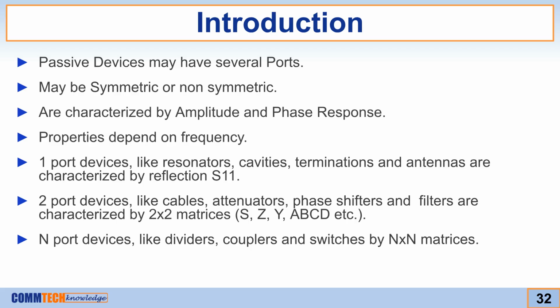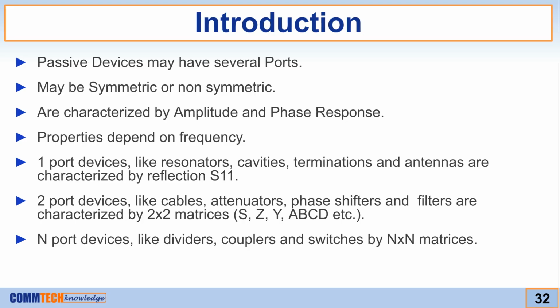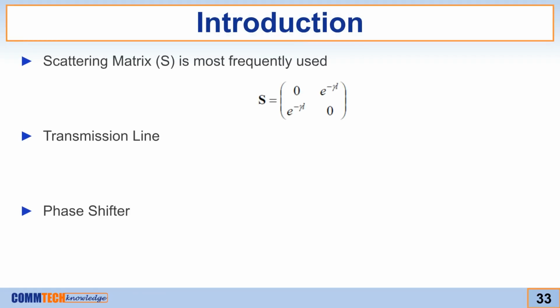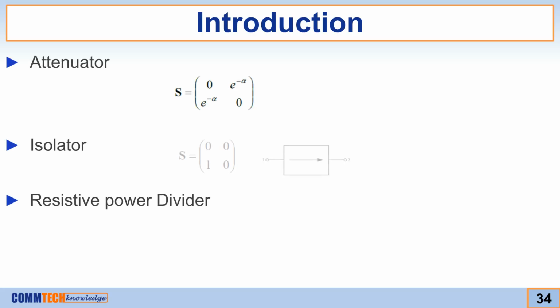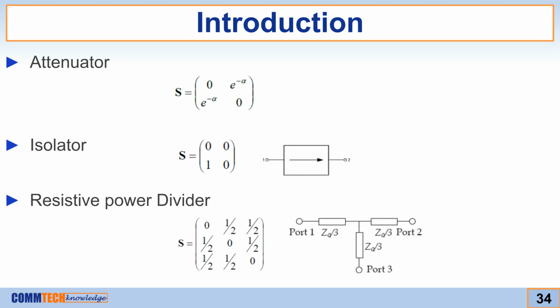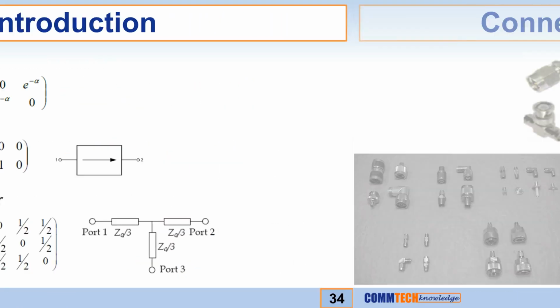Their characteristics, such as amplitude and phase response, depend on frequency. Devices are characterized by matrices, with the dimensions determined by the number of ports. The scattering matrix, or S matrix, is commonly used to characterize passive components. Here are the S matrices for a transmission line and a phase shifter. These are the S matrices and diagrams for an attenuator, an isolator, and a resistive power divider. Each matrix represents the device's behavior in terms of input and output power relationships.